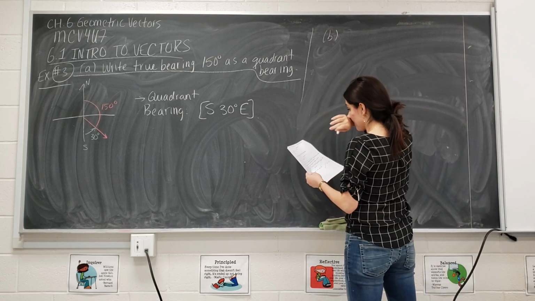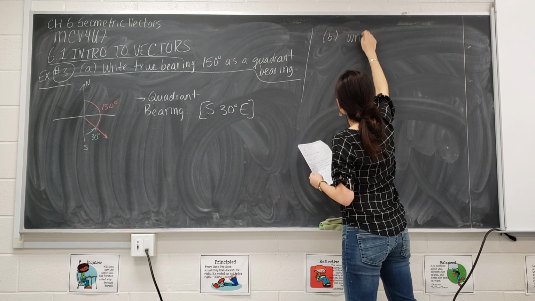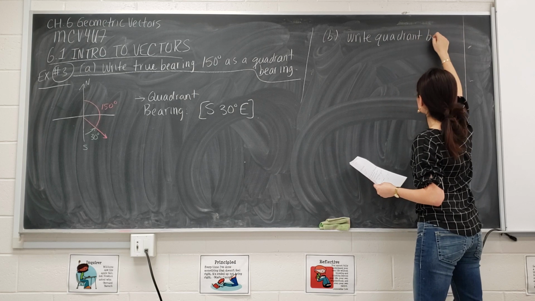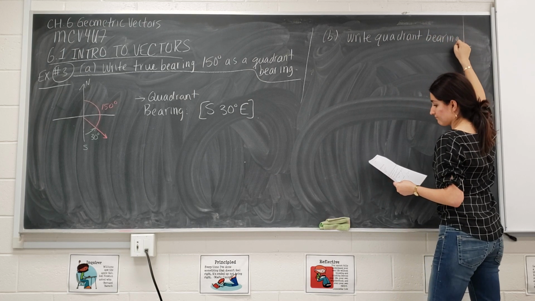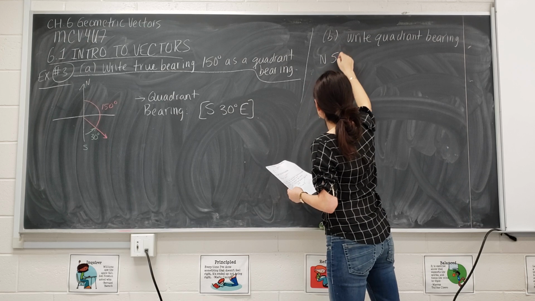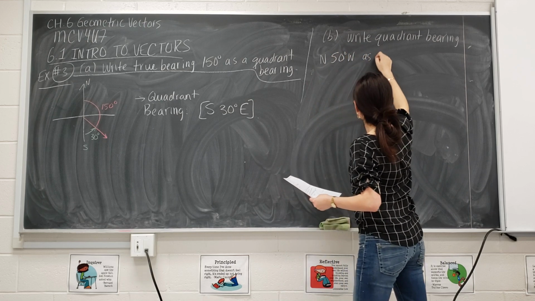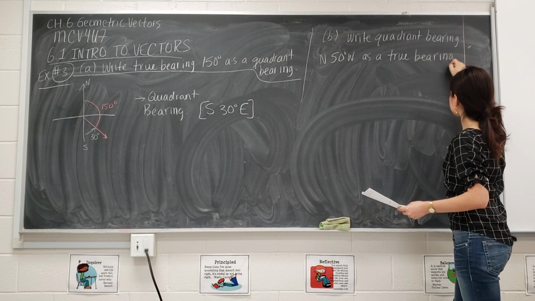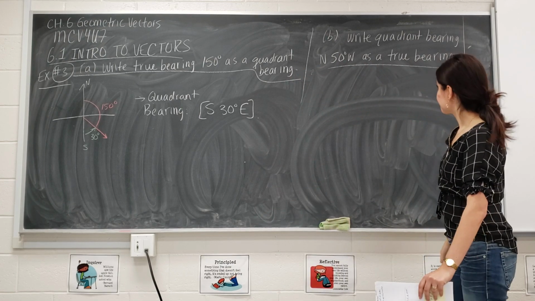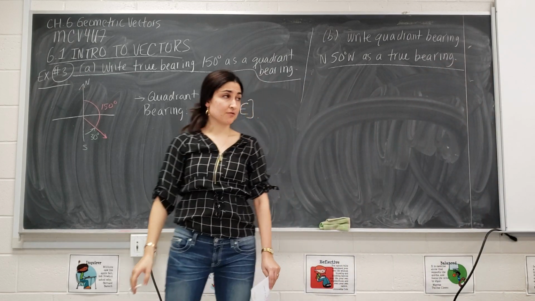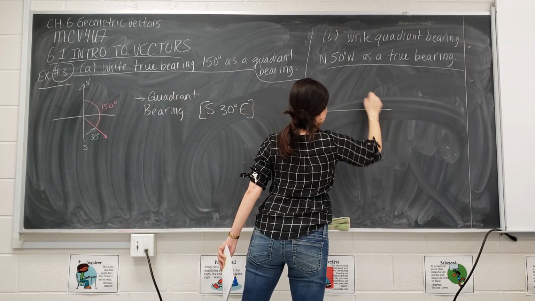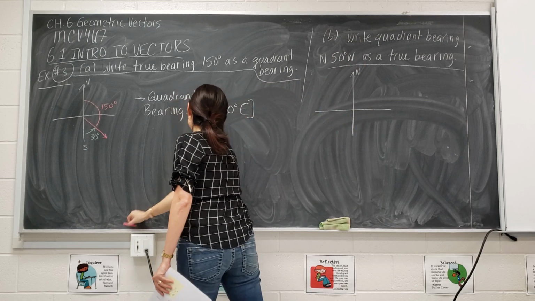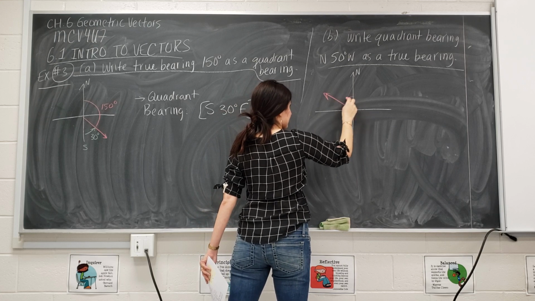All right, part B. Write the quadrant bearing north 50 degrees west as a true bearing. Okay, north 50 degrees west, let's sketch that out. So there's north 50 degrees to the west, it's going to be something like this.